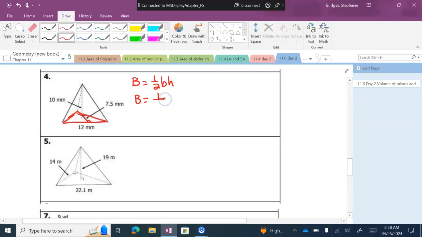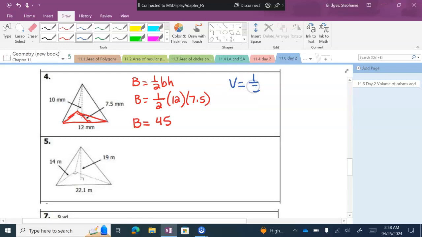Base and height are perpendicular in a triangle. What two segments are perpendicular in that triangle? 12 and? So 7.5 is the height of that triangle. 12 is the base of that triangle. So what I want you to do is do that in your calculator, please. That is going to give me the area of the base here. And then we can find the volume.